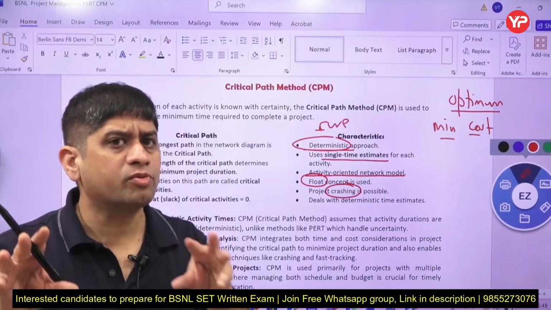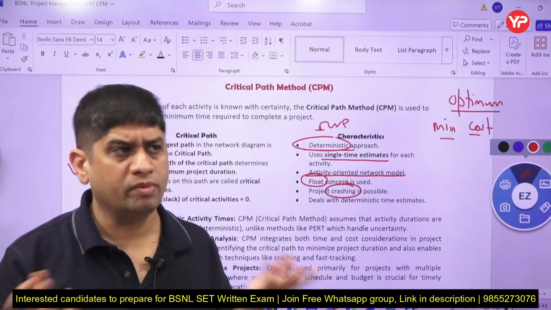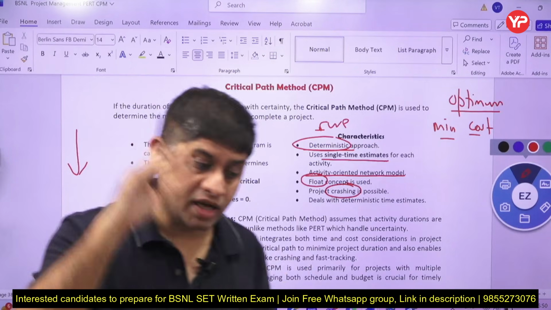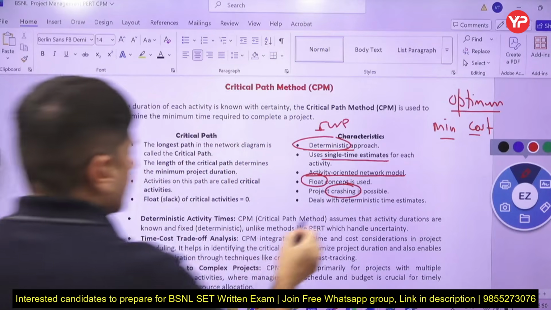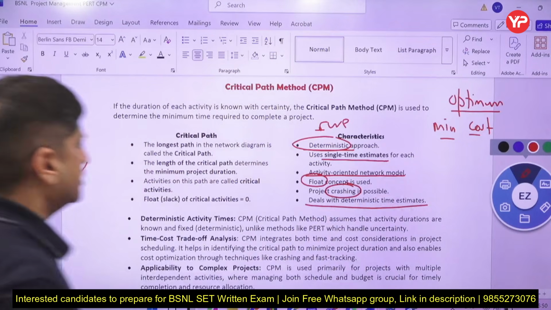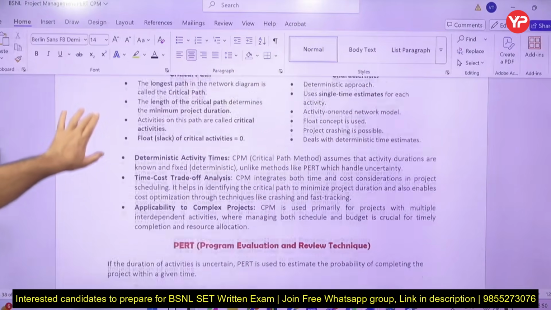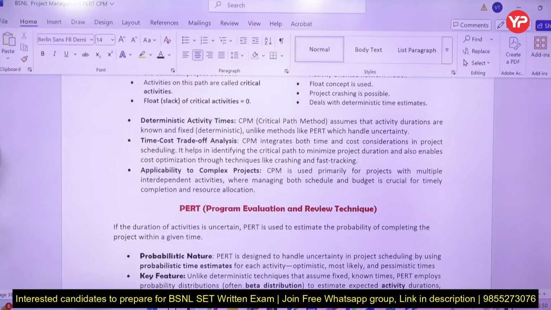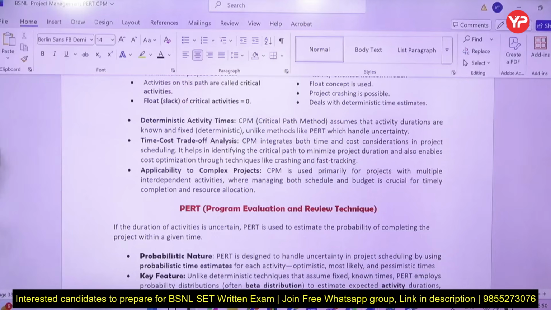So when you crash the project, what happens to the cost? It may increase, it may decrease, or may remain the same. What happens to time? Time certainly decreases. That is called crashing the project, right? So in CPM you deal with deterministic time estimates. That means you know what the time is going to be. Deterministic activity time. Activity duration is known, unlike PERT, in which you take the time duration through probability.